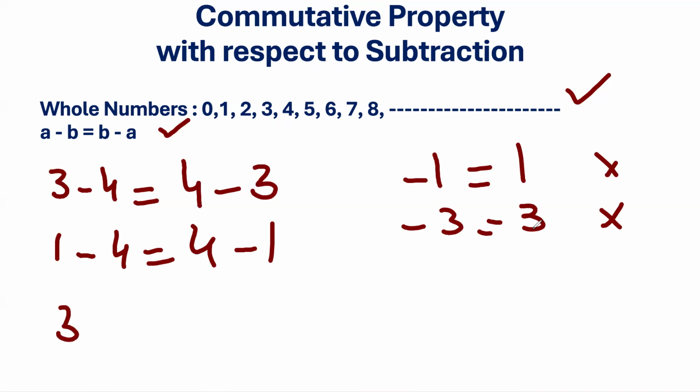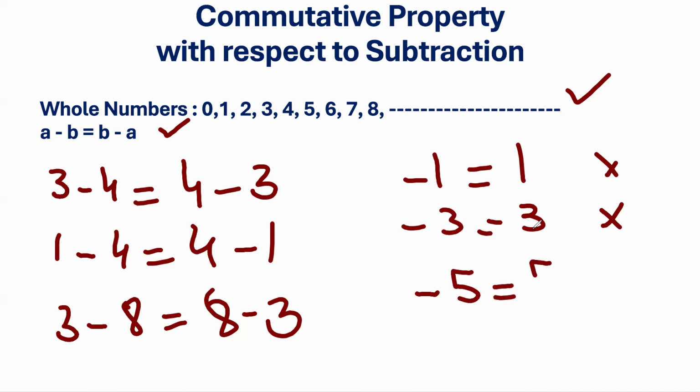3 minus 8 is equal to 8 minus 3. This is the commutative property with respect to subtraction. It is not satisfied. Both the sides are not equal. 3 minus 8 will give you minus 5, and 8 minus 3 will give you 5. It's not satisfied. You can take any other whole numbers. This property will never be satisfied with respect to subtraction. Commutative property with respect to subtraction is not satisfied in whole numbers.